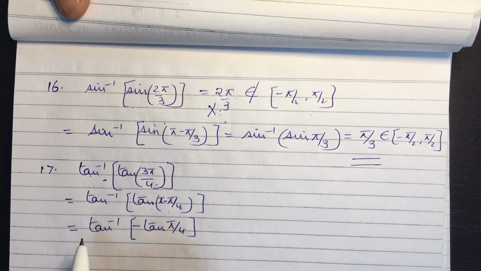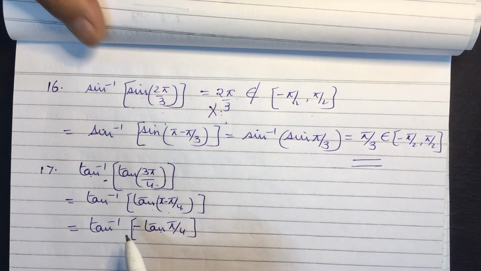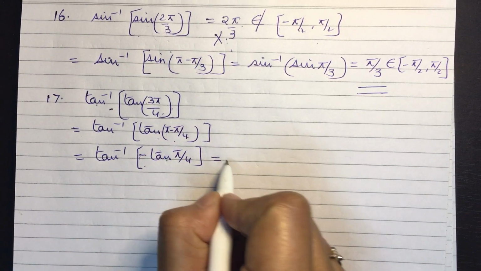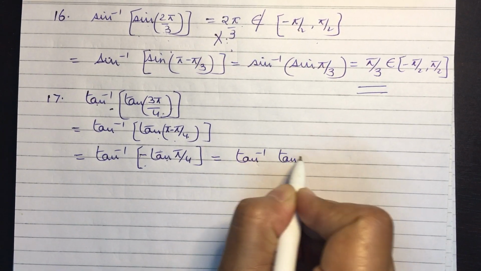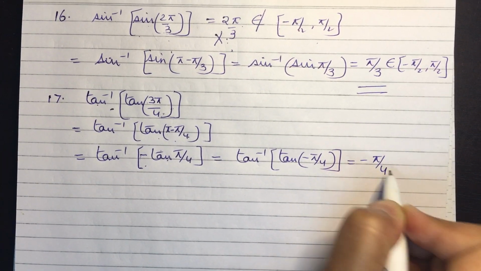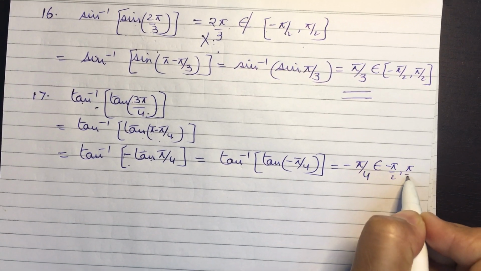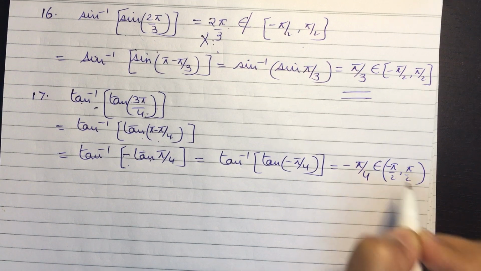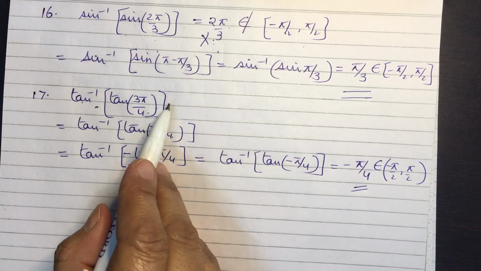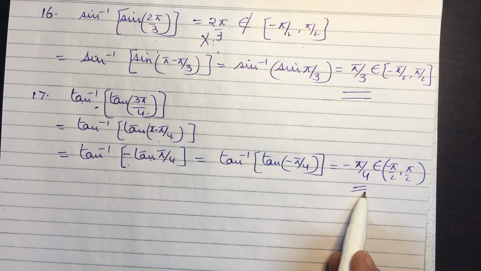Now to be able to make tan inverse act on tan, we need to absorb this negative sign. So now how do we absorb it? It becomes equal to tan inverse tan of minus pi by 4, which clearly is equal to minus pi by 4, which belongs to the principal range, that is minus pi by 2 to plus pi by 2. So this is the answer. So we won't report the answer as 3 pi by 4. We will report the answer as minus pi by 4.